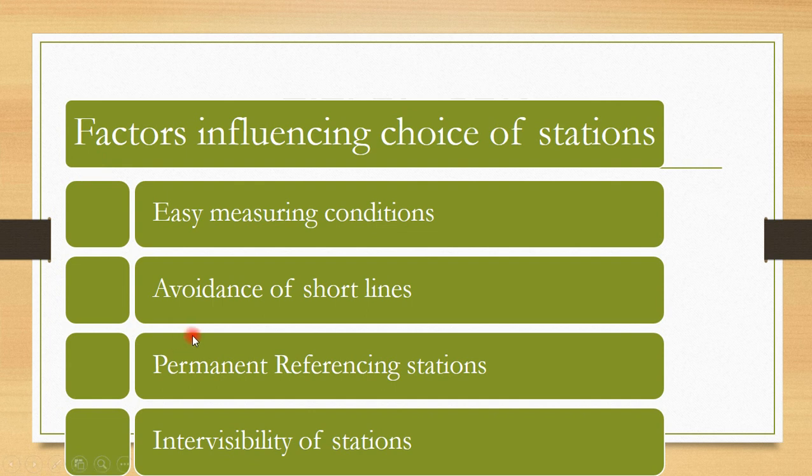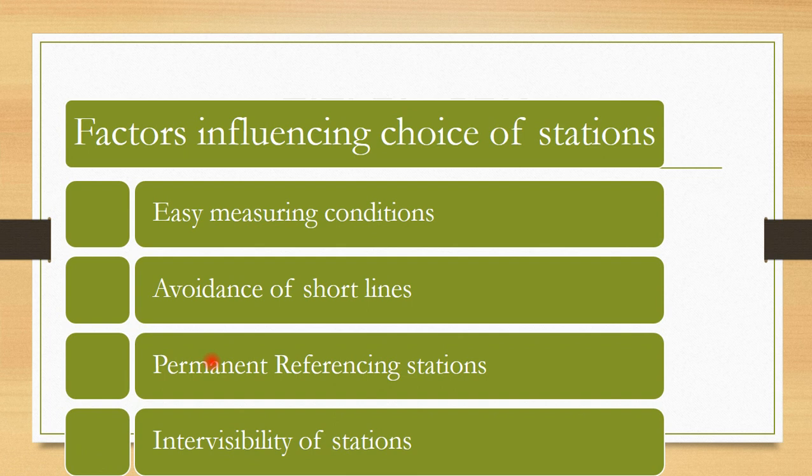Also, you need to consider permanent referencing stations. Where you are to locate the stations, there should be objects that are permanent, that can easily be referred to after a longer time. You should be able to locate those stations, as opposed to having temporary objects that can easily be removed, in which case you have lost your data. So choose permanent objects.